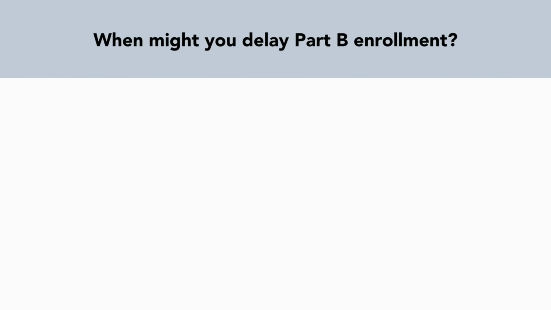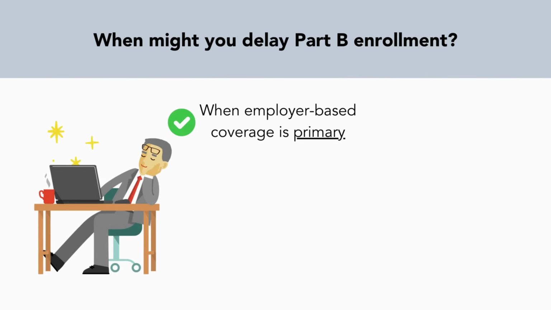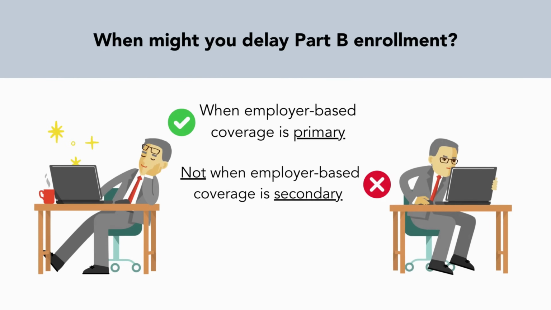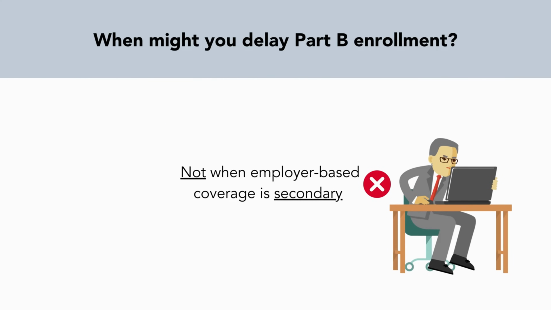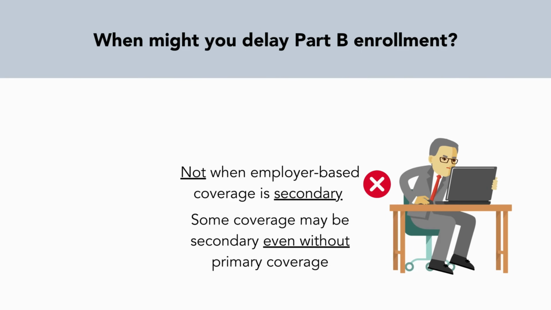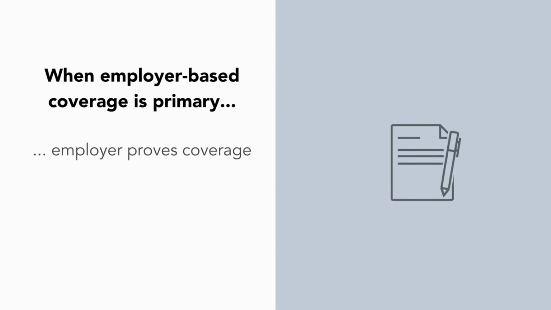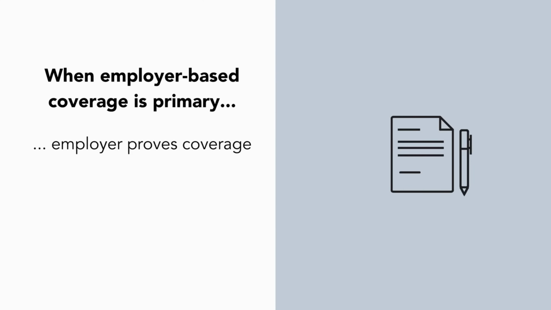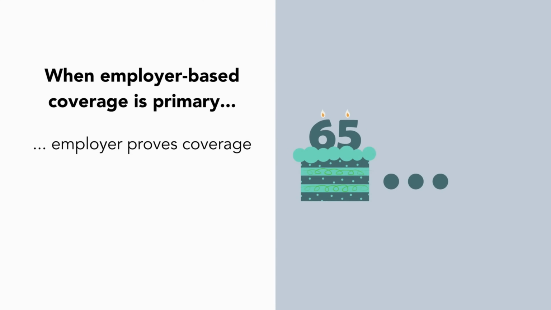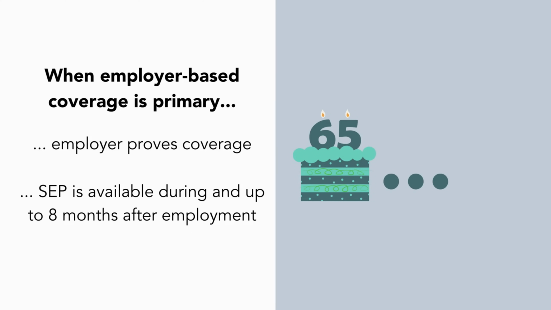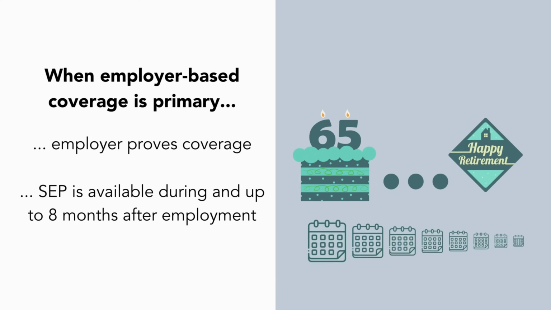You might consider delaying enrollment in Medicare when your employer insurance is primary. But if it's secondary, you should enroll in Medicare as soon as you're eligible. Employer insurance will become secondary, even with no primary insurance coverage. This can lead to costly coverage issues. If employer-based insurance is primary, the employer will give proof that you have primary insurance from them, and the SEP will be available while you're working for them and up to 8 months after.